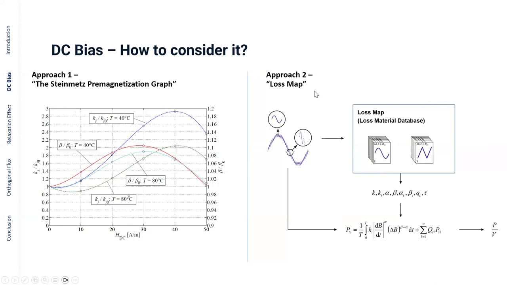Another approach is shown on the right side. That's basically how we are doing it at Frenetic. We have a material database where we have different pre-measured material data, and from there we get the parameters and then use the standard improved generalized Steinmetz equation. The right part, I will come back to that a bit later. Well, I have to be a bit more accurate. We are going to do this at Frenetic at this stage. It's not considered in our analysis software.